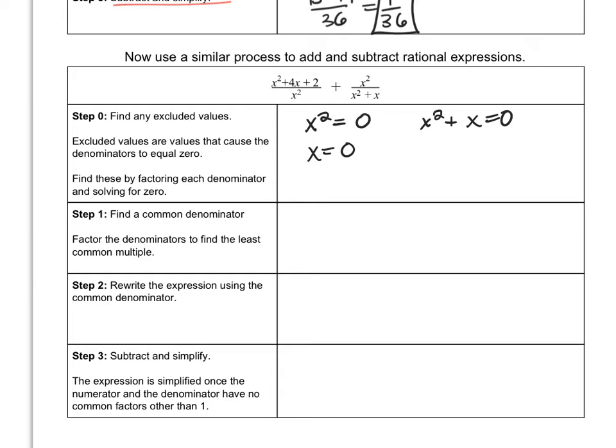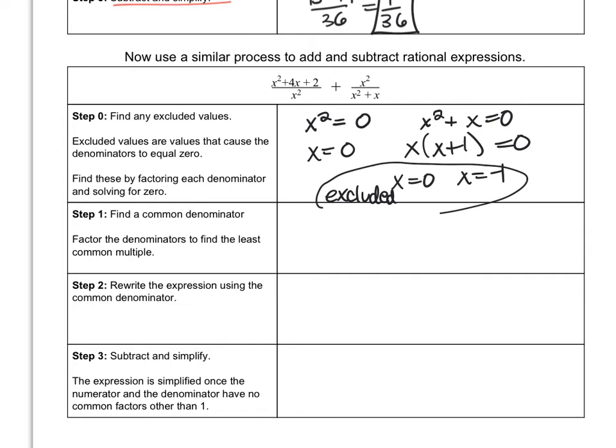Well, first of all, this would just be 0. And for our second one, I'm going to pull out a common factor of x and rewrite this. Now that that's factored, I can see that the roots of this equation are x equals 0 and x equals -1. So altogether here, I have two excluded values: x equals 0 and x equals -1. I don't need to write 0 twice. Since it's on both lists, I only need to write it once.